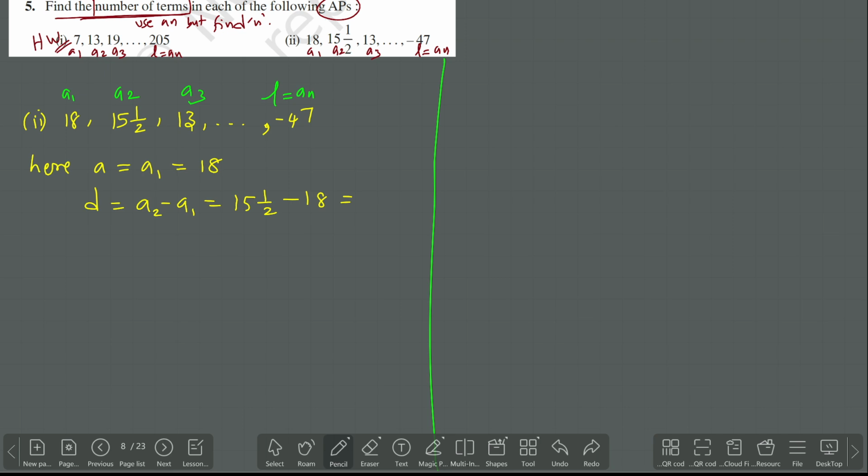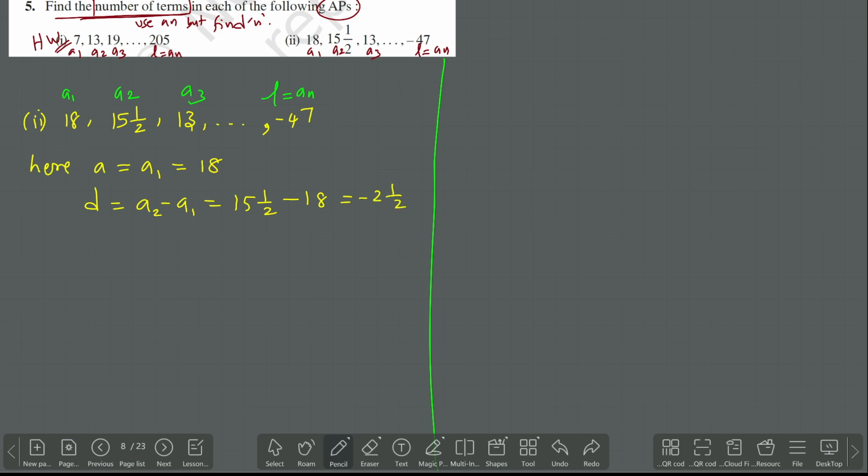Directly you can go if you are comfortable. 15 and a half minus 18 minus 2 and a half. Good. Minus 2 and a half, you convert into rational later. What will you be getting when you convert minus 2 and a half into rational? Minus 5 by 2. Okay. Or else you want to do a lot of work. Better you go like this. Minus 2 and a half.